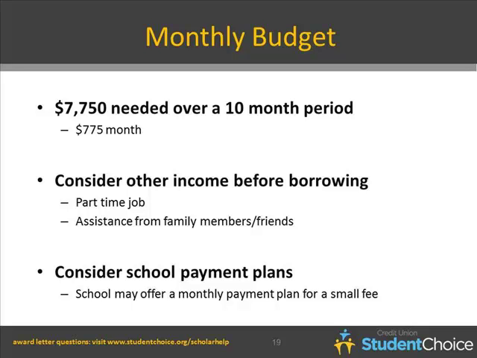Then also, some schools will offer school payment plans in lieu of borrowing. So you may end up needing a total of $7,000 for the entire academic year. Some schools may offer an opportunity for you to just pay $700 a month over a 10-month period, or in this case, $775 a month, for a very small fee. So remember, the ultimate goal here is for you to borrow as little or none as possible. So you definitely want to go through your budget, consider other income, potential part-time income, and then talk with the school if there are any types of payment plans available.